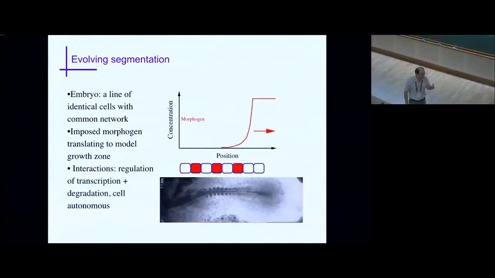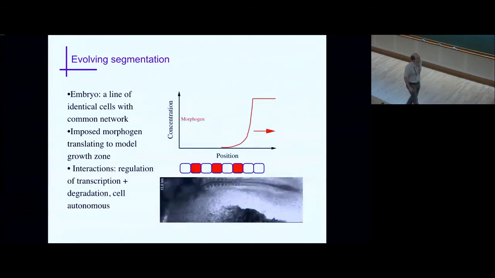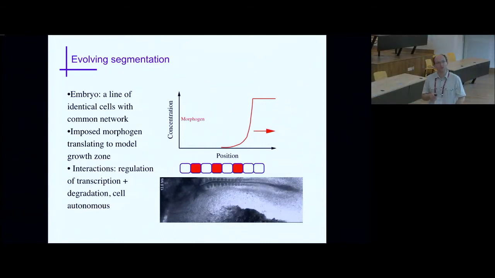I thought that I could use evolutionary computation, or an evolutionary algorithm, to essentially evolve a network performing this process of segmentation. And so I'll describe a bit what I did in terms of mathematical formalism. I'm going to model an embryo as a line of cells. In each of these cells I have a gene network, and the gene network is identical in every cell.